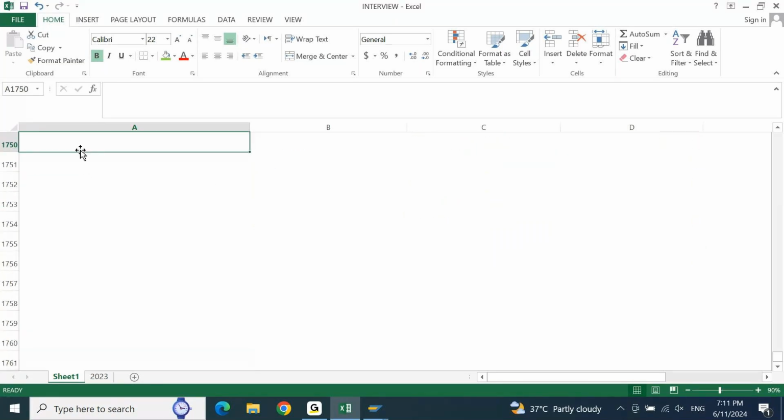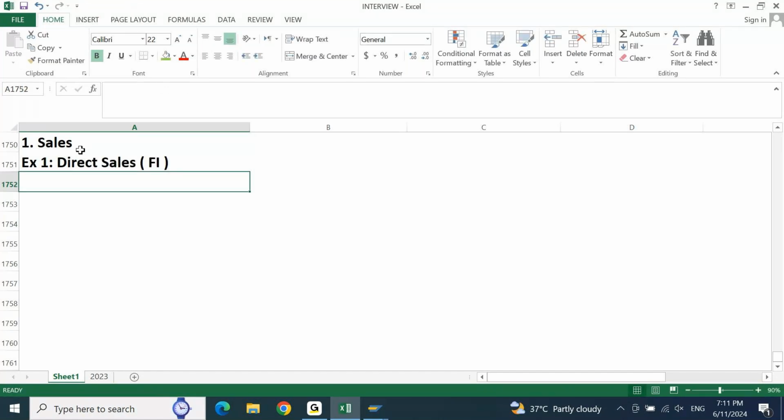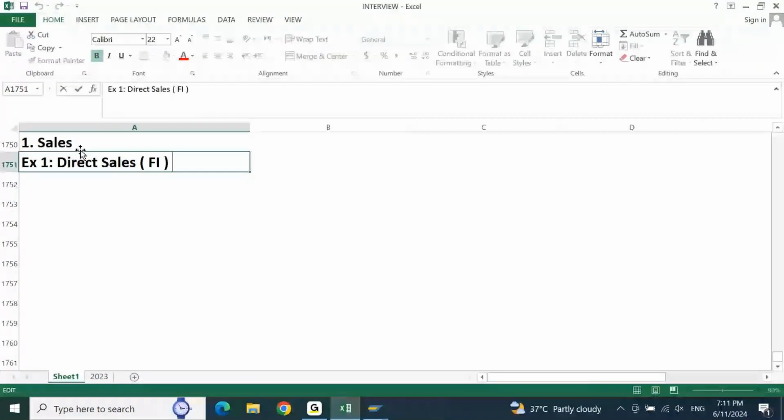I'll put point number 1, sales. Example number 1, direct sales from FI. What is the accounting entry for direct sales from FI? Customer account. In short, Customer F-1222. Customer debit, sales credit.